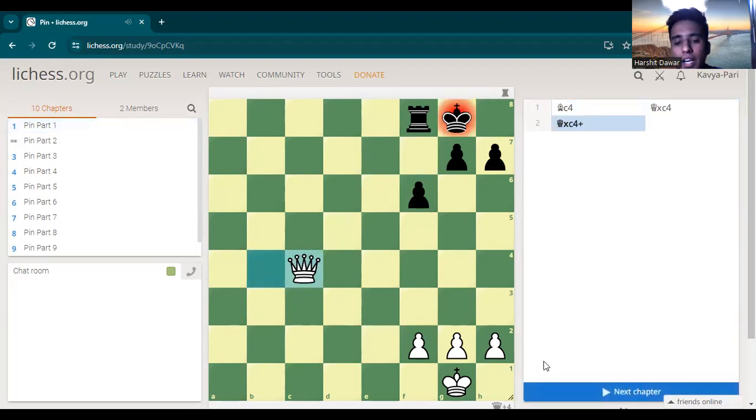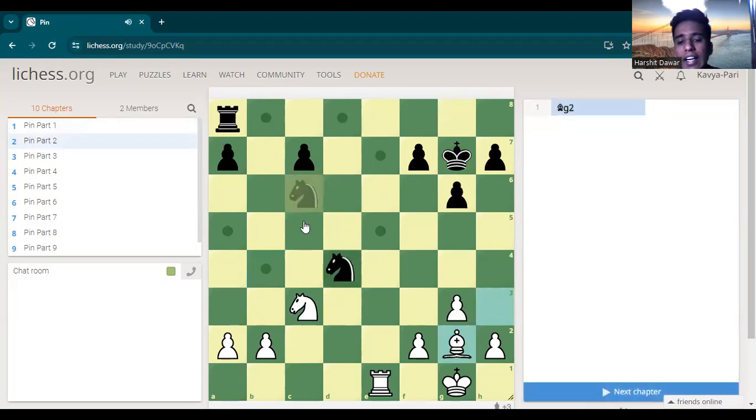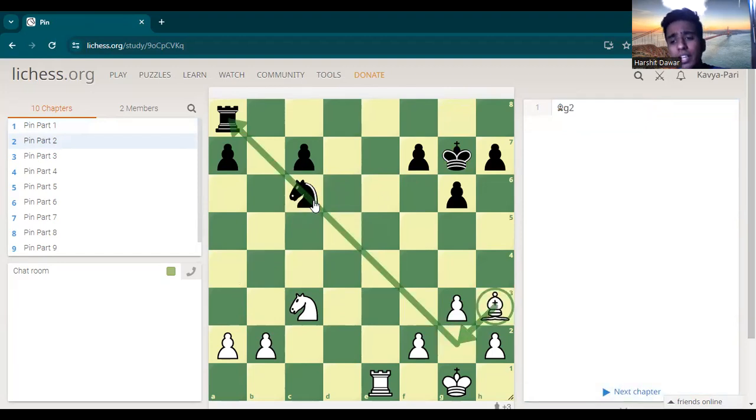So a relative pin is something like this. When we pin and the knight can move, it's not illegal. But don't worry, just take it easy. It's just for your knowledge. We are definitely going to see the basic patterns, and then eventually, after a while, we are going to check the basic deep problems of pin.